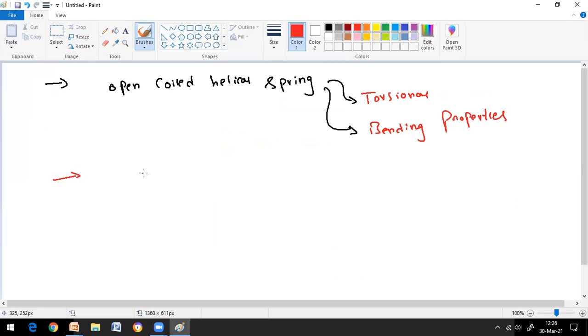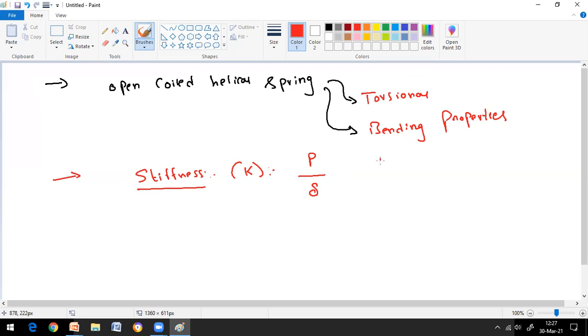The next one we are talking about is stiffness. The important mechanical property for springs is stiffness. What do you mean by stiffness? Stiffness is indicated with the symbol K. It can be defined as the load required on a body to produce unit deflection, or the load required on a body to produce unit deformation. That means load per unit displacement, unit deformation or unit deflection. We can call it in any way.